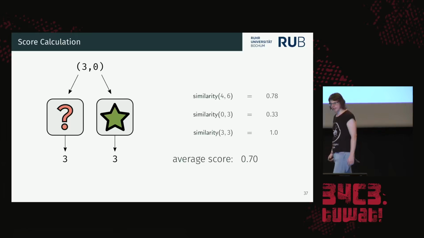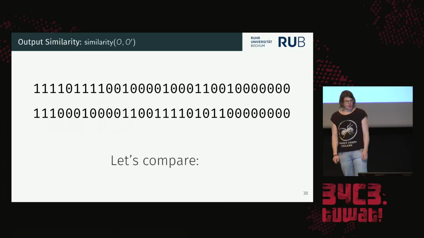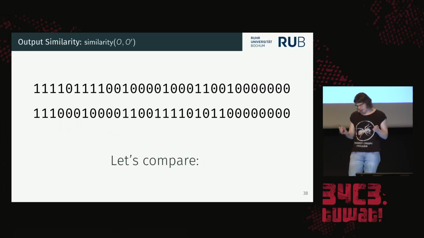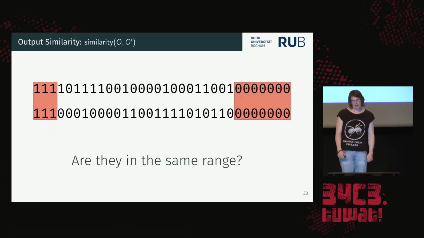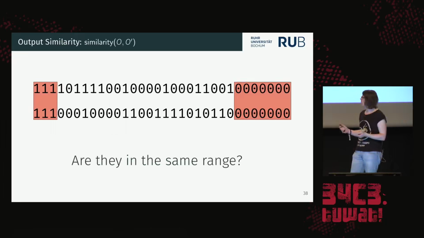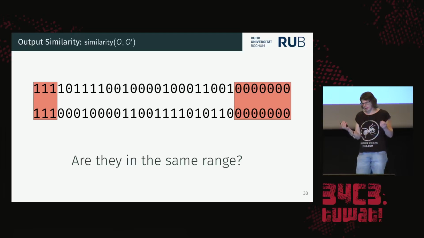How do we calculate the similarity? Well, we are operating in the bit vector space, so we compare the similarity of bit vectors. In other words, we can compare if they are in the same range. So we look at the trailing zeros or ones and at the leading zeros or ones and count how many are the same.